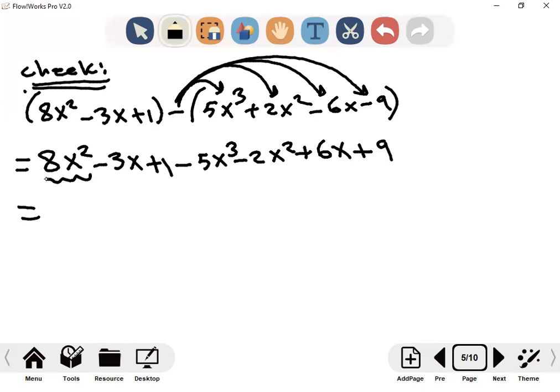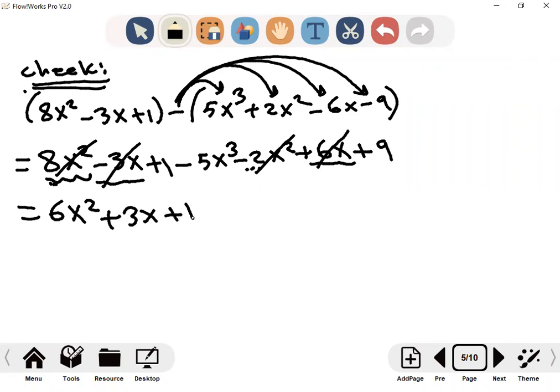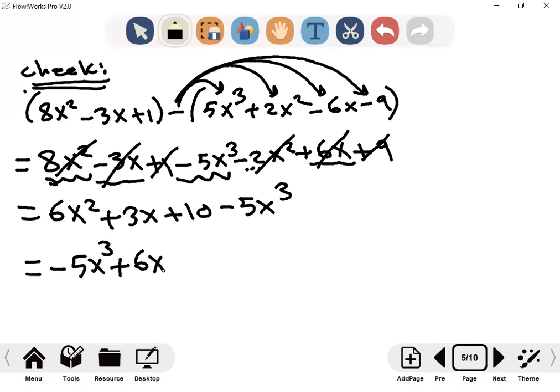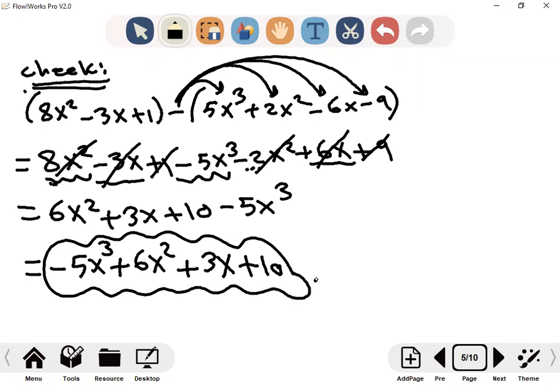You have 8x power 2. Do we have another x power 2? Yes. 8 minus 2, 6x power 2. Cross them. Minus 3x plus 6x: minus 3 plus 6, positive 3, right? Plus 3x. Plus 1 plus 9, plus 10, right? Minus 5x power 3, do we have another? Comes down. Is it in standard form? No. Make it in standard form. So the first one will be what? Minus 5x power 3, then plus 6x power 2 plus 3x plus 10. This is the resulting polynomial of degree 3.